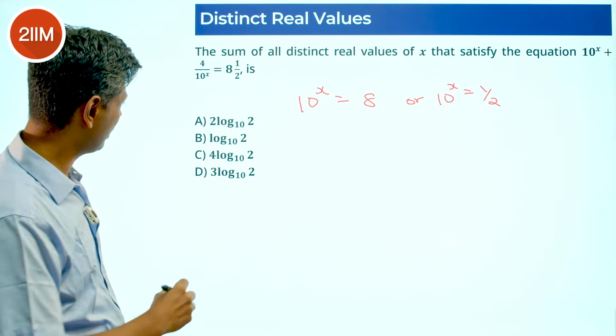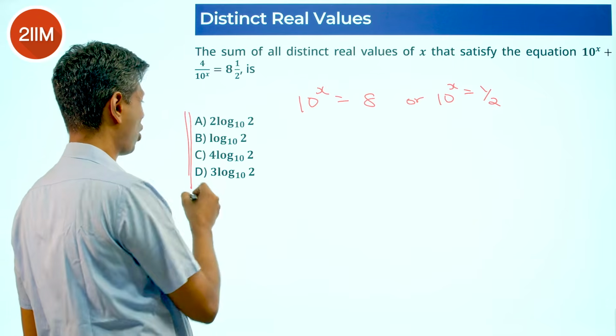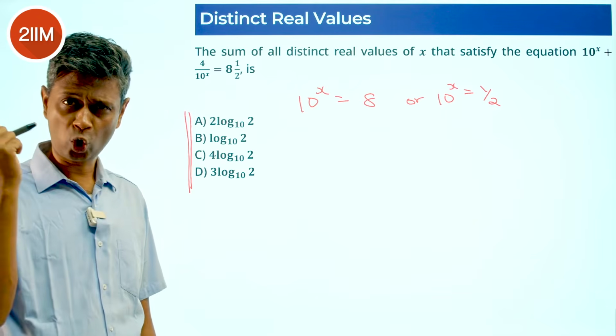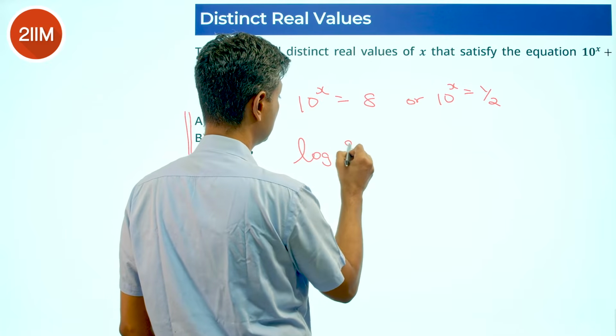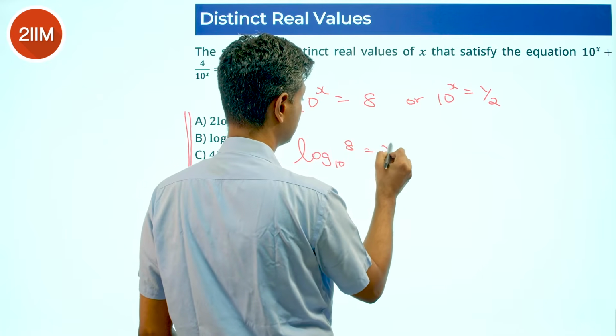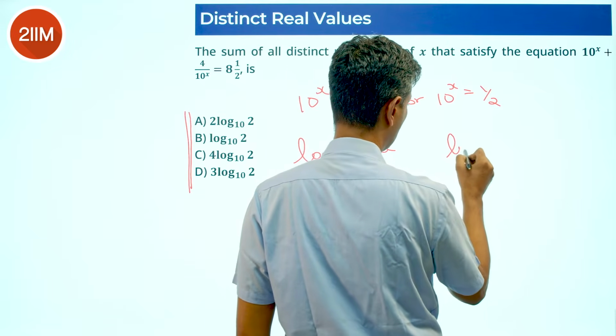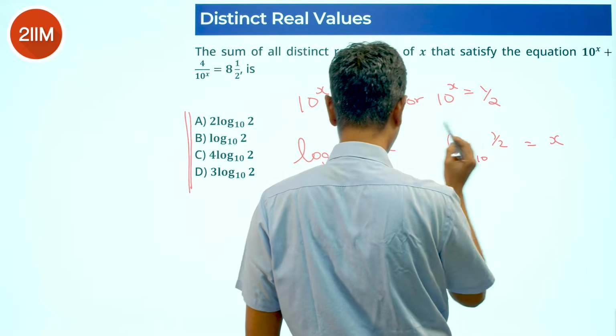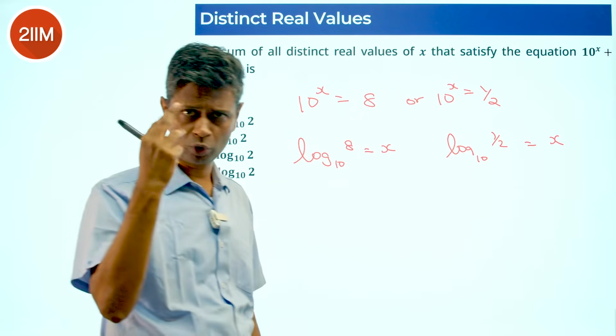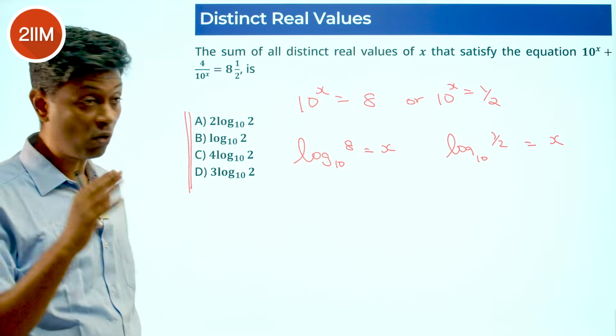How do I frame this? The answer choices have all got log in them. I'm going to go back to my log world. 10 power x is 8, or log 8 to the base 10 is x. Or log half to the base 10 is x. X can take either this value or that value. Two possible values of x exist. Sum of all these values we need to find.